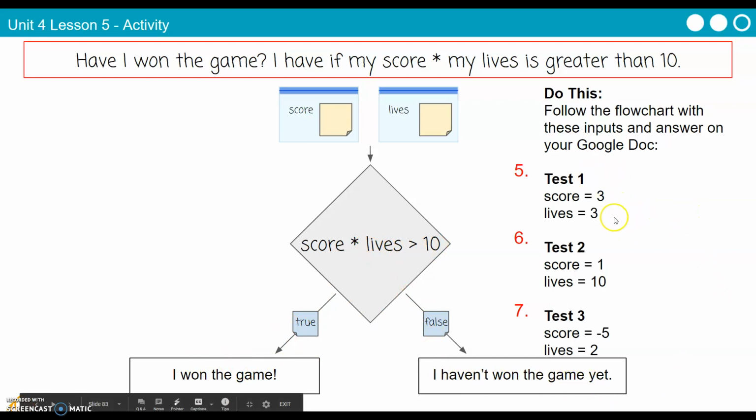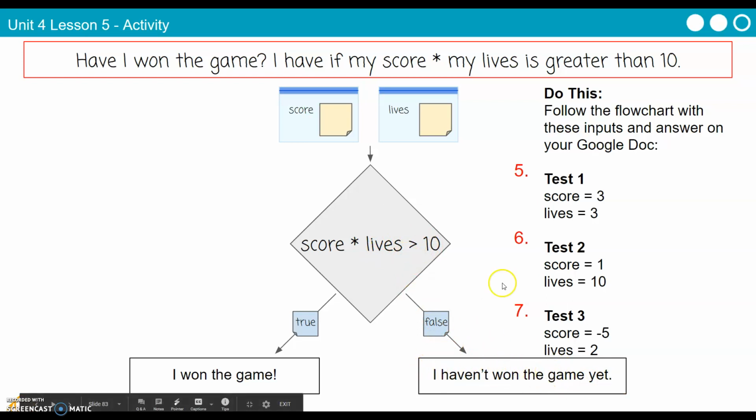And then on 5, 6, and 7, you're going to do this on your worksheet. You're going to snip this first, and then you're going to do 5, 6, 7 right here. So it gives you numbers to plug in for your variables. If my score is 3 and my lives are 3, then 3 times 3 is 9. 9 greater than 10? False. So that would be your output.